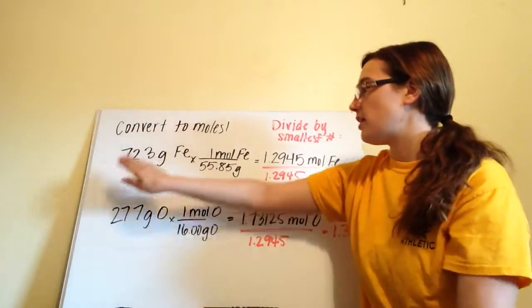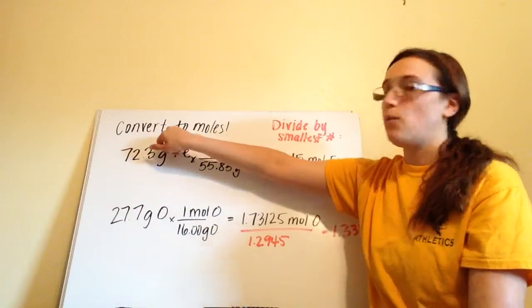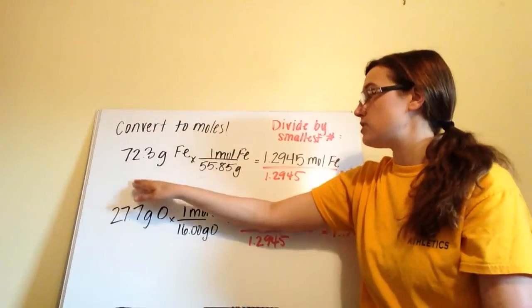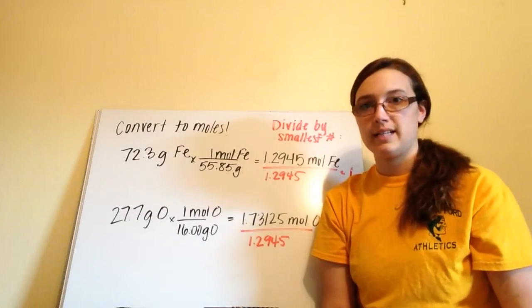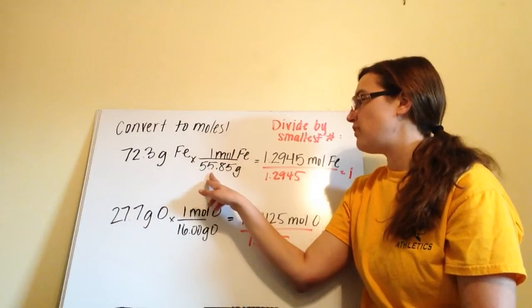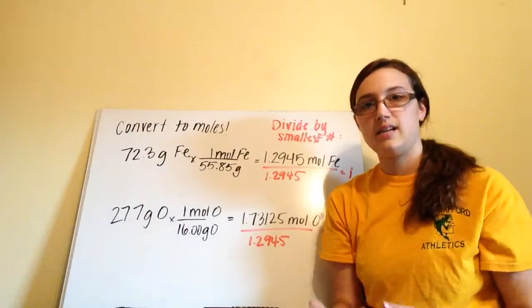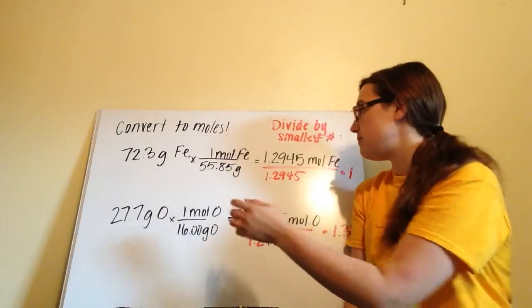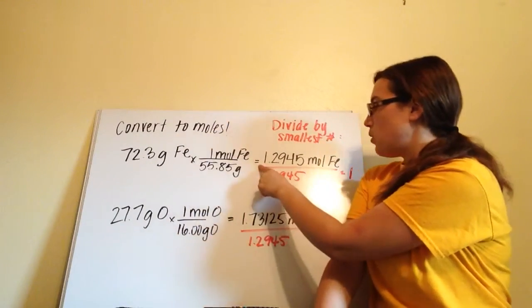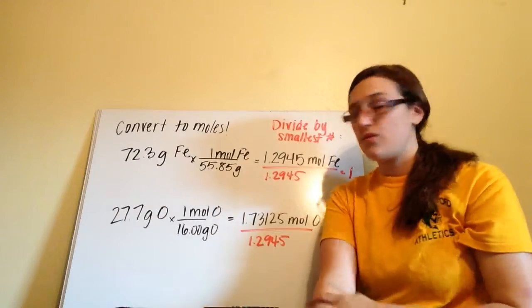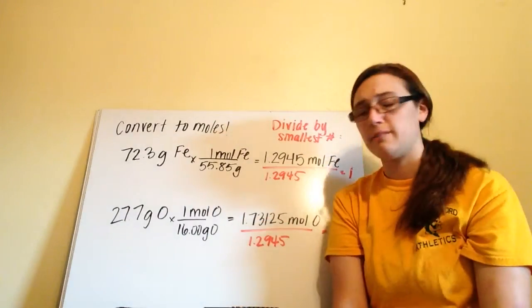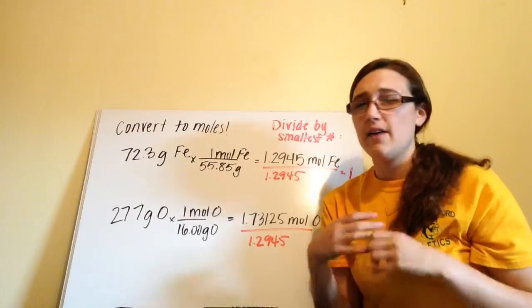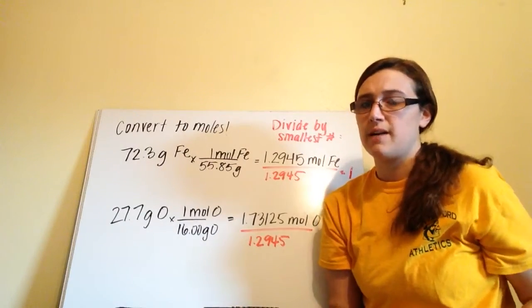Now, from there, we have our masses. We need to convert to moles. Okay, so to convert from grams to moles, we use the molar mass that's on the periodic table. So 55.85 grams for iron, 16.00 grams for oxygen. What we get is 1.2945 moles of iron, 1.73125 moles of oxygen. Now notice, I haven't rounded my significant figures yet.